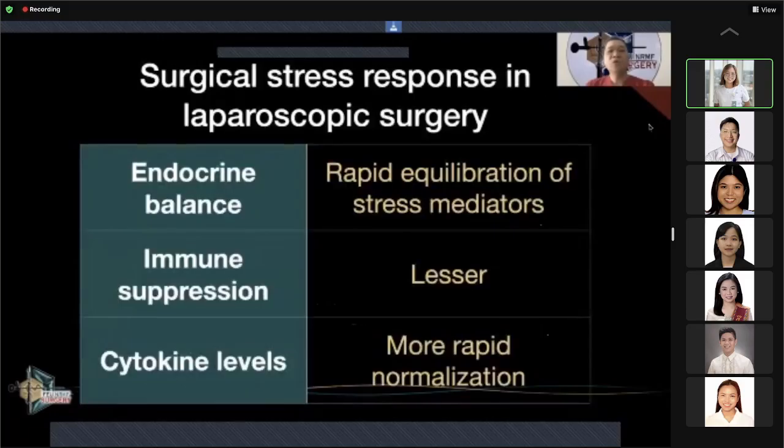It has been shown that there is rapid equilibration of the stress mediators. There's less immune response or immune suppression. There's more rapid normalization of the cytokine levels.